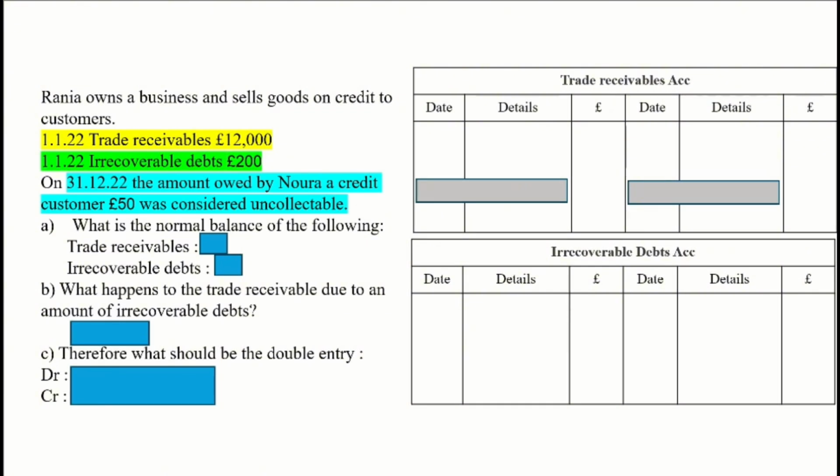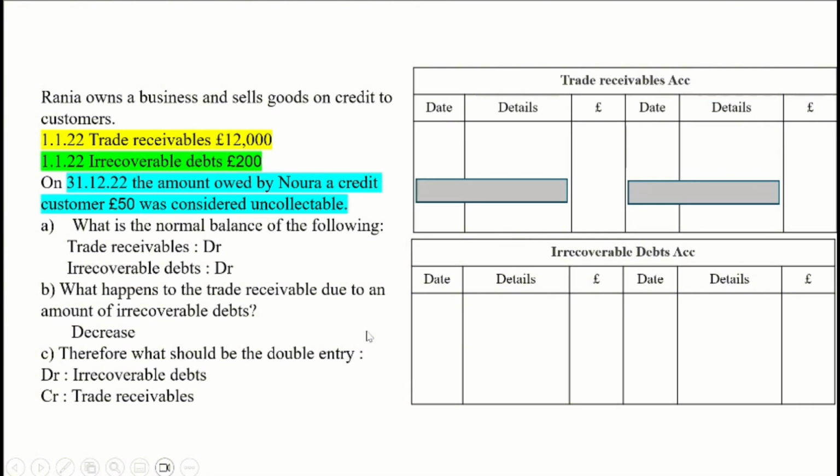What is the normal balance of the following? Trade receivables, irrecoverable debts. Trade receivables has a debit balance since it's an asset. Irrecoverable debt has a debit balance because it's an expense. What happens to the trade receivable due to an increase of irrecoverable debt? In this case, trade receivables will decrease. Therefore, what should be the double entry? Debit irrecoverable debts and credit trade receivables.